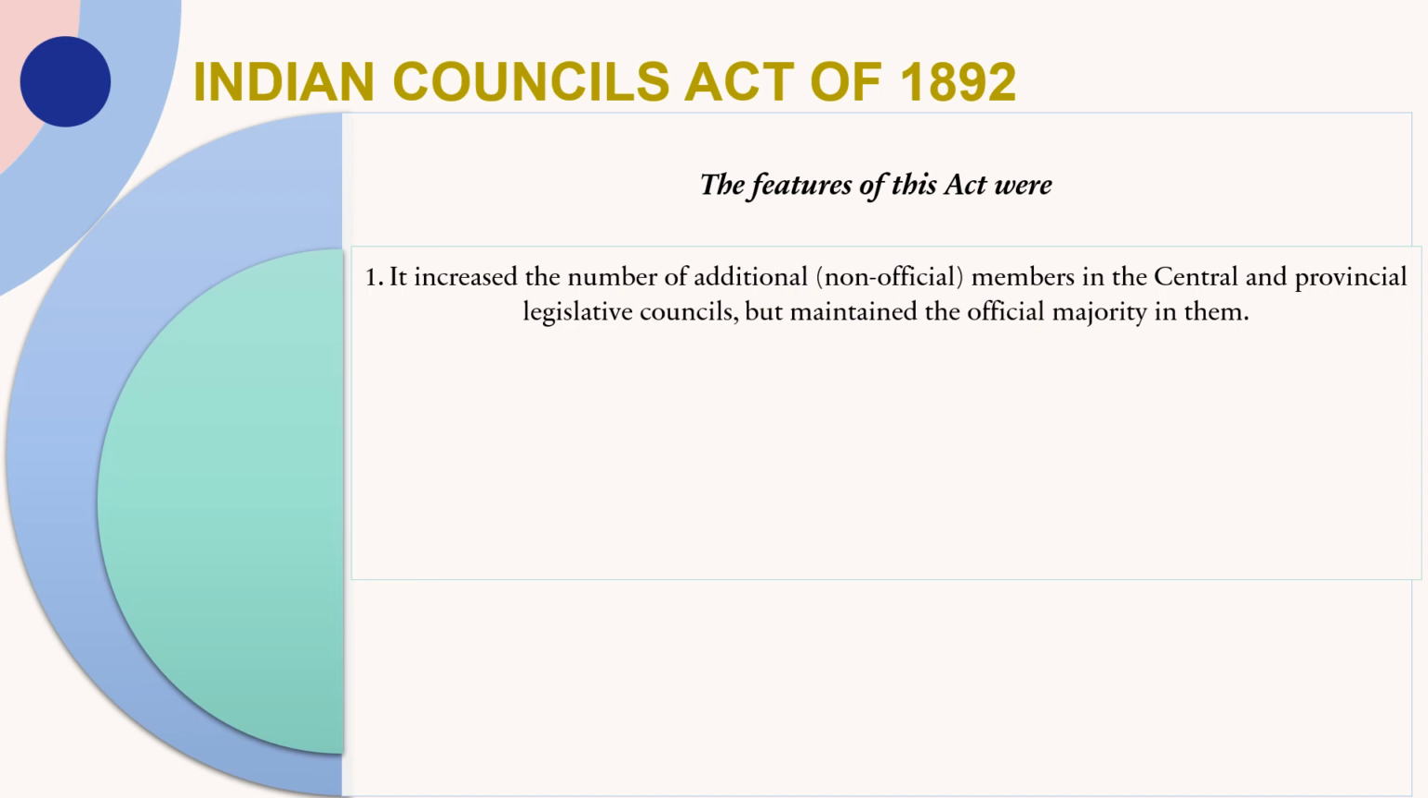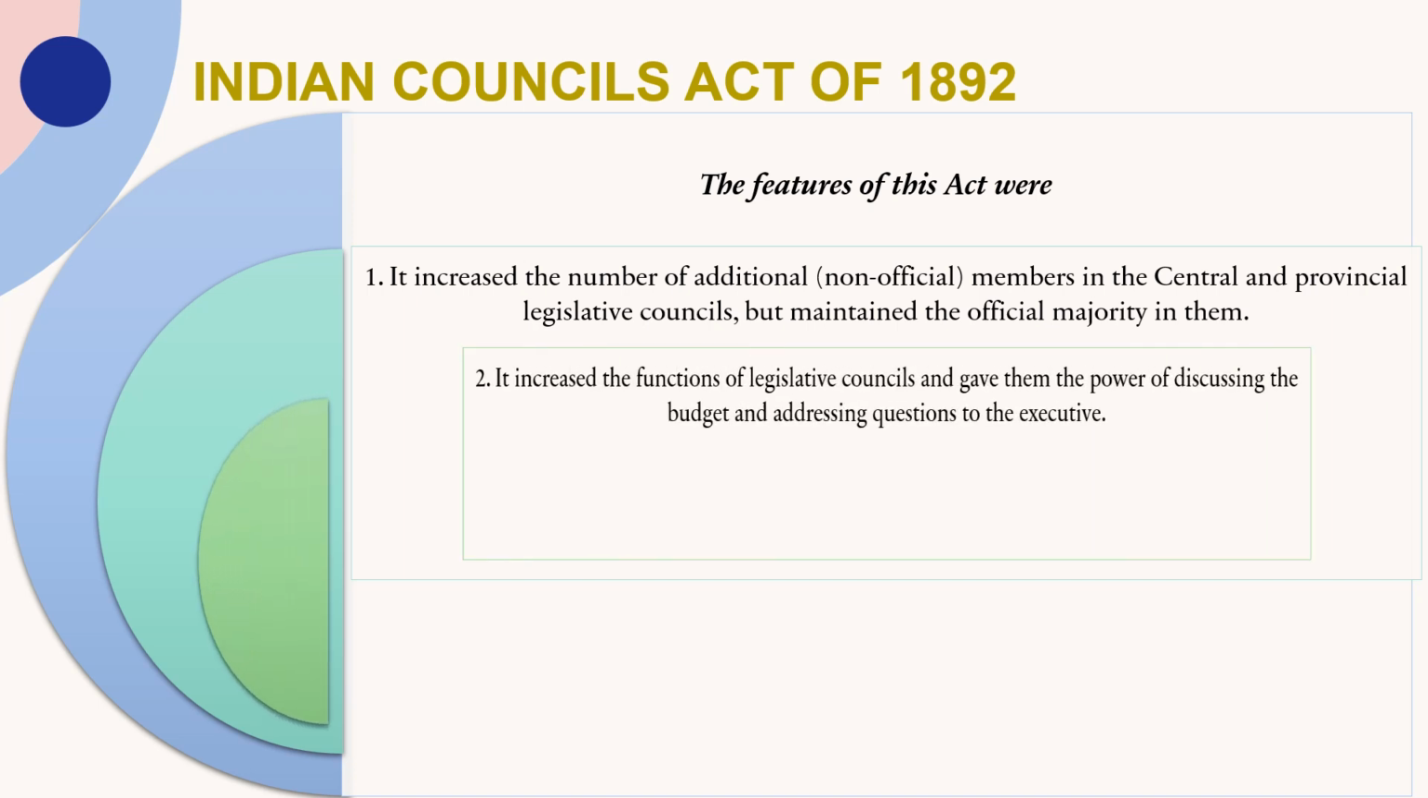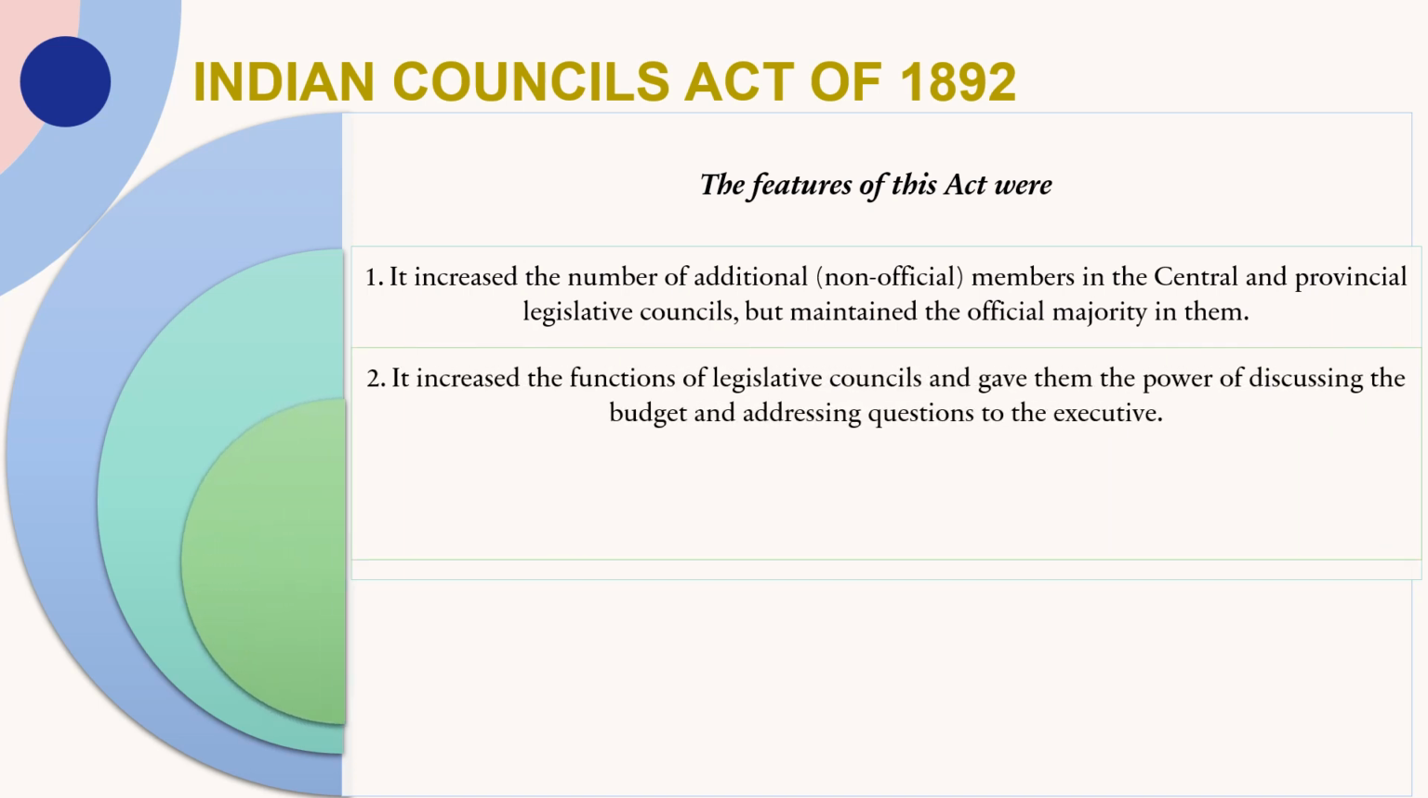Next one is the Indian Councils Act of 1892. It increased the additional non-official members in the central and provincial legislative councils, but they maintained the official majority in them only. It increased the functions of the legislative councils and gave them the power of discussing the budget and addressing questions to the executive.